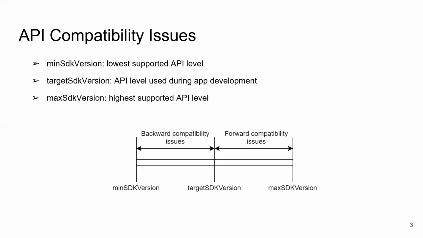In the figure, we can see backward compatibility issues occur when an app runs on a device with an API level that is lower than the target SDK version, and the app is using API methods that were added during an API update. On the other hand, forward compatibility issues occur when an app runs on a device with an API level that is higher than the target SDK version, and the app is using API methods that were removed before that. Regardless of these two types, compatibility issues can be divided into two other types based on their usages.